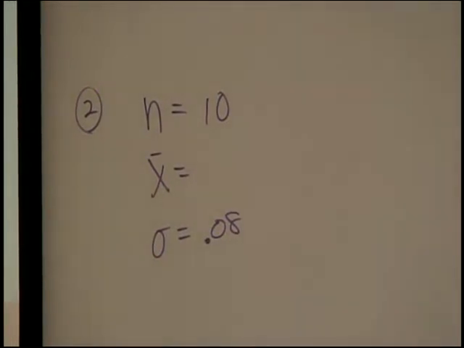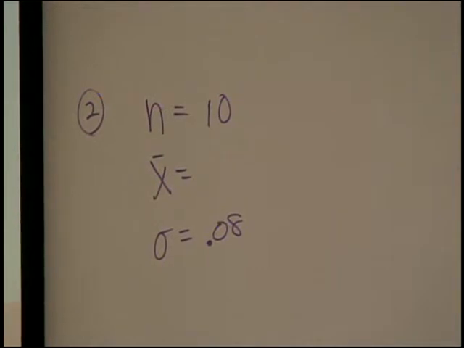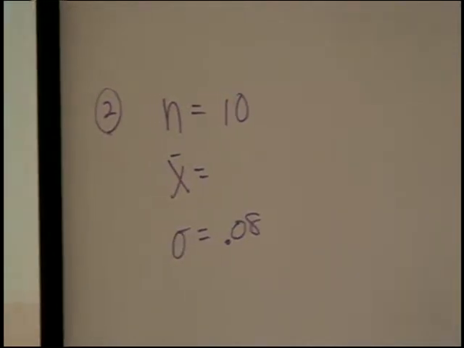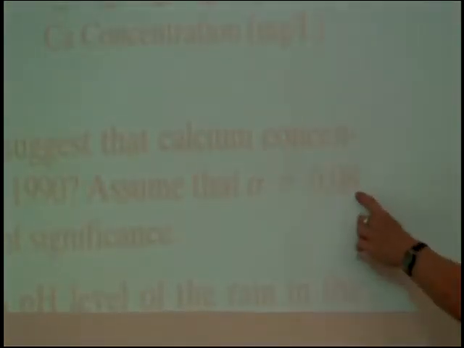How do you get 0.08? Oh, it's given way at the end. Oh, wait. Yeah, it's way at the end. It says, after the question, assume that sigma is 0.08 and use alpha equals 0.05 level of significance.